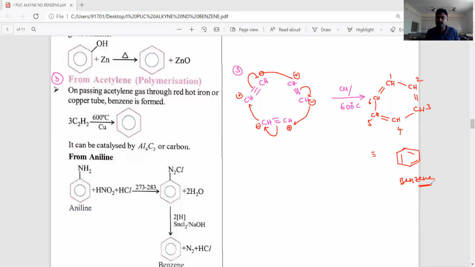This is called a polymerization reaction. Acetylene on cyclic polymerization gives benzene. How many molecules of acetylene are we taking? Three molecules. Okay, students, so it is a very, very important preparation method. Let's see the fourth one.